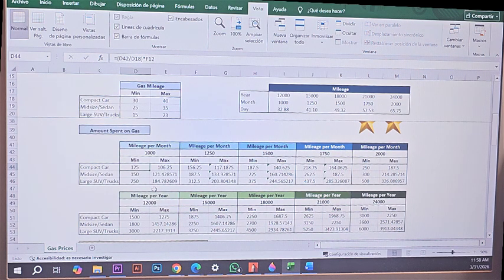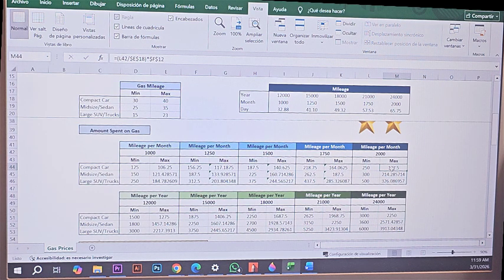fill up the tank. So in this case, per month, if you have a gas mileage of 40 and you're driving a compact car and you only drive 1,000 miles per month, you're going to be spending on gas $106. However, if you were to drive 2,000 miles, you'd be spending $187.50. In comparison to the large SUV, which will be spending more money because its gas mileage is lower and it's going to have to go many more times to the gas station to fill up the tank versus the compact car and midsize sedan.